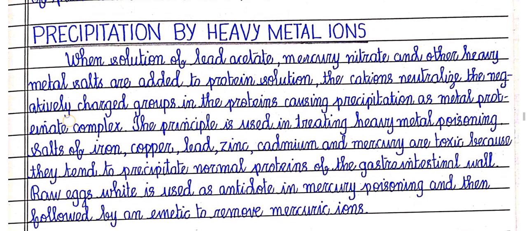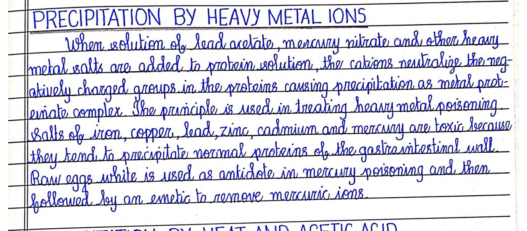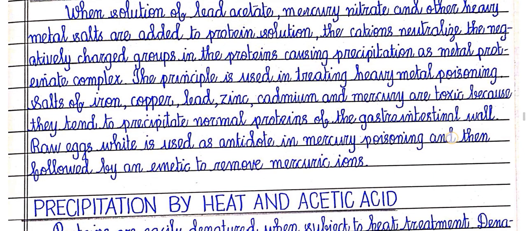Precipitation of proteins by heavy metal ions. Solutions of lead acetate, mercury nitrate and other heavy metal salts are added to protein solutions. The cations neutralize the negatively charged groups in the proteins, causing precipitation as metal proteinate complex. The principle is used for treating heavy metal poisoning. Salts of iron, copper, lead, zinc, cadmium, and mercury are toxic because they tend to precipitate normal proteins of the gastrointestinal wall. Raw egg white is used as an antidote in mercury poisoning and then followed by an emetic to remove mercury ions.